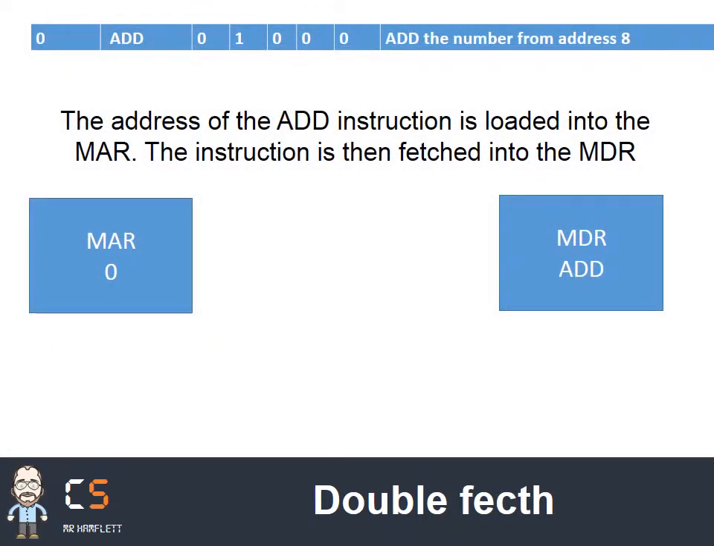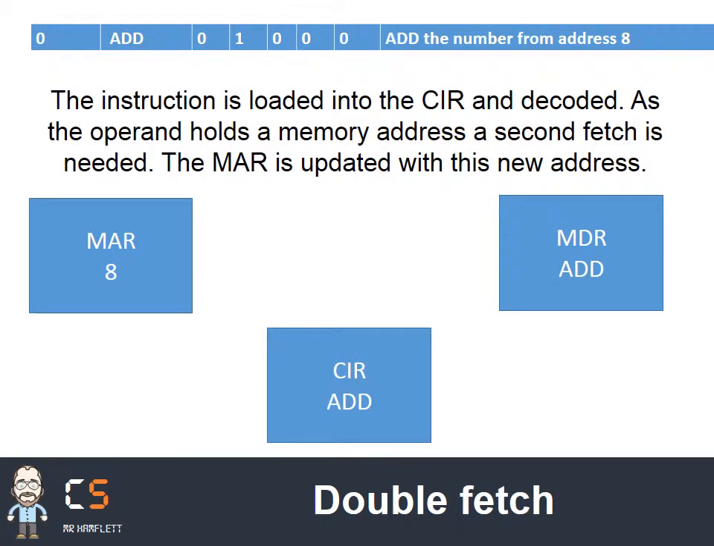Okay. So first of all, the address of the add instruction is loaded into the memory address register, then the instruction is fetched into the MDR. So this is address 0, the instruction add is loaded into the MDR, then that's copied to the CIR and executed.